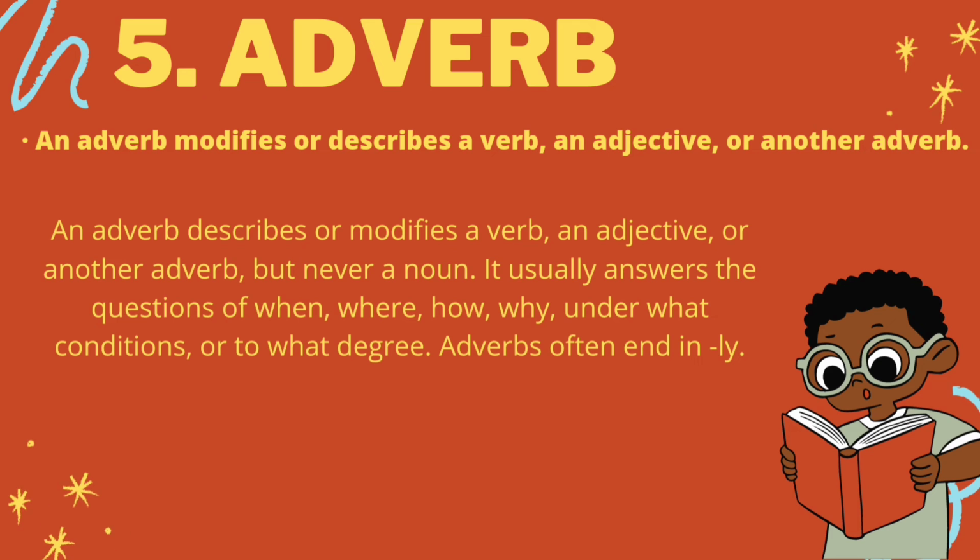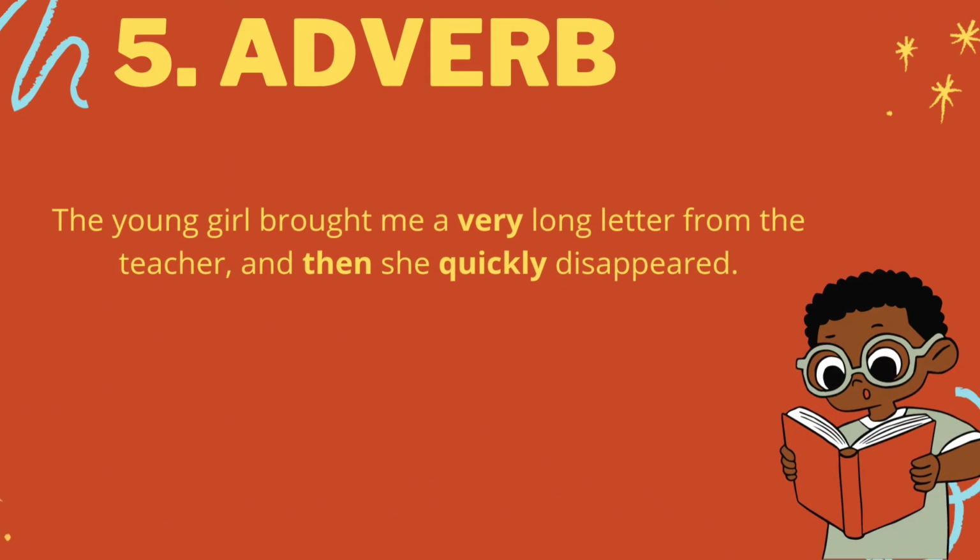Coming to adverb. An adverb modifies or describes a verb, an adjective or another adverb, but never a noun. It usually answers the question of when, where, how, why, under what condition or to what degree. Example of adverb: The young girl brought me a very long letter from the teacher and then she quickly disappeared. Here very, then, quickly are examples of adverbs.